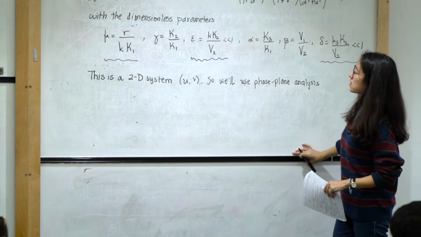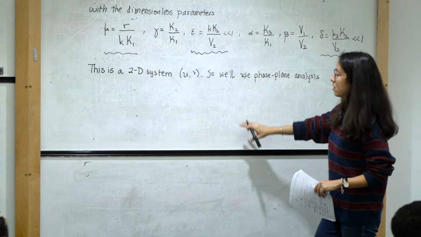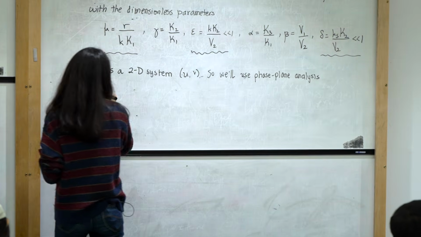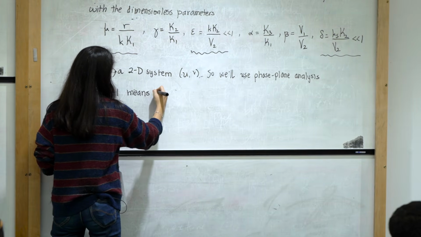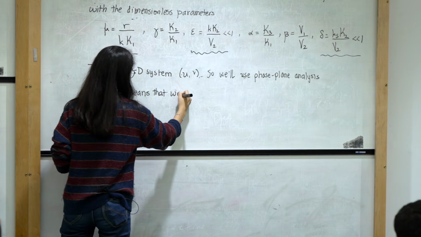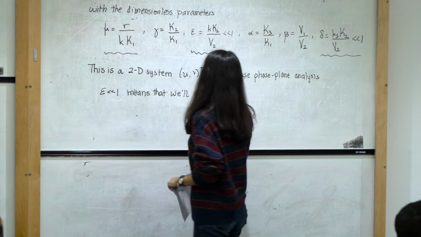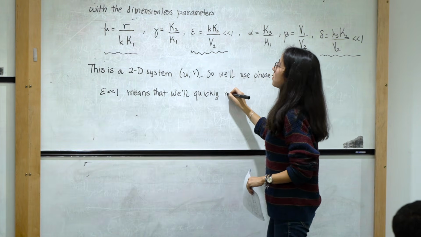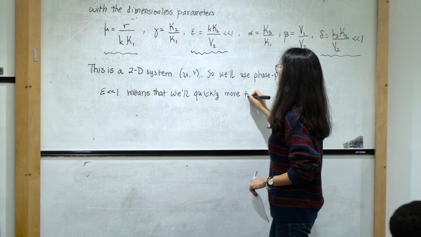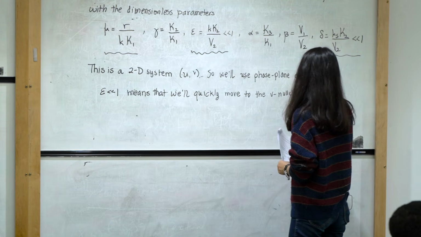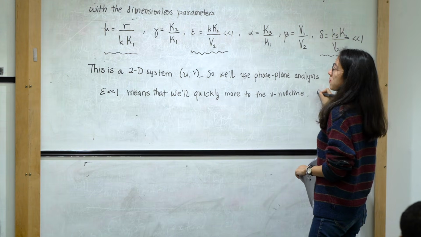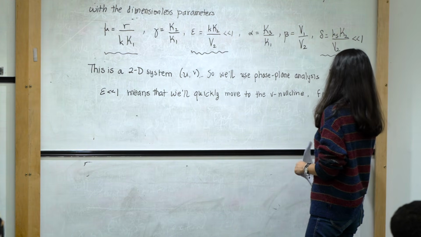So this tells us that since the epsilon parameter is very small, we will quickly move to the v nullcline, which is given by f of u comma v is equal to 0.